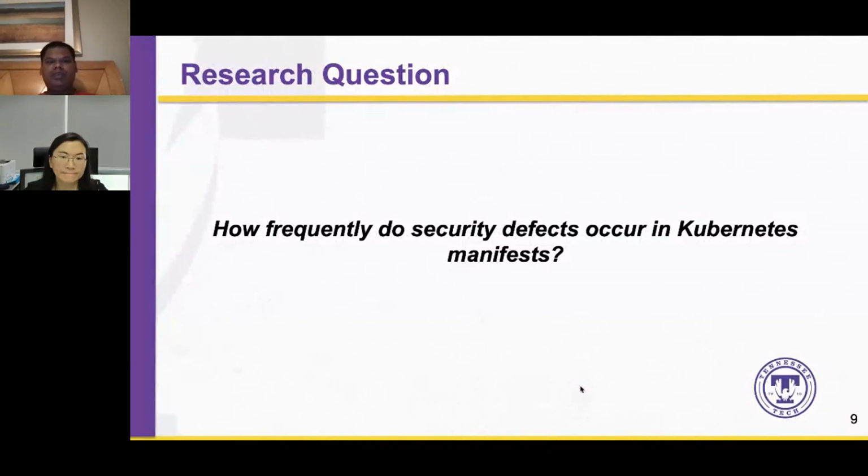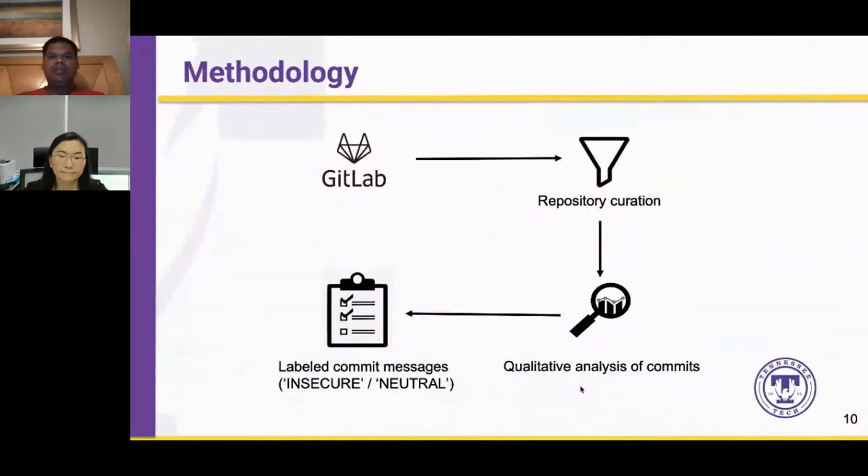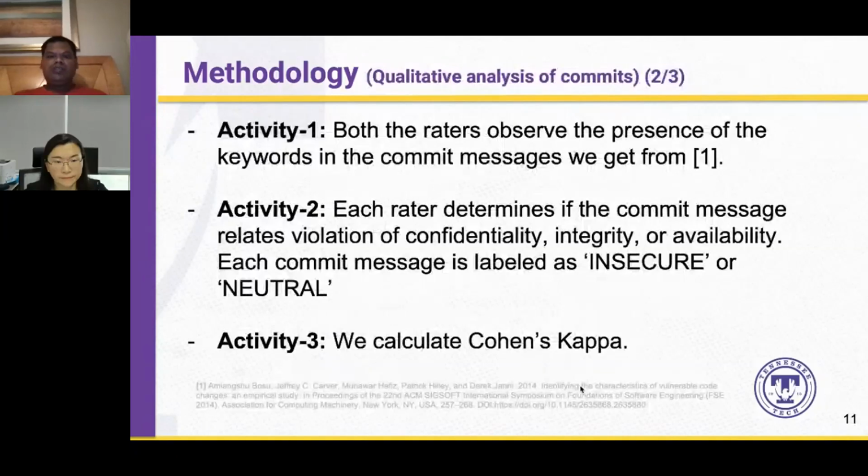So we answered the following research question: how frequently do security defects occur in Kubernetes manifests? What we did was look into open source. We systematically mined GitLab repositories, curated them, and then applied qualitative analysis with two raters: the first author and a volunteer rater. They looked into the commit messages for each of the Kubernetes manifests to understand if the developers who modified that manifest used security-specific keywords. Both raters observed the presence of keywords in the commit messages that we got from prior work.